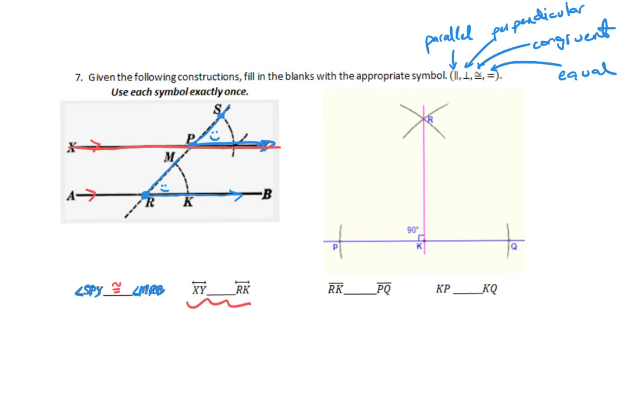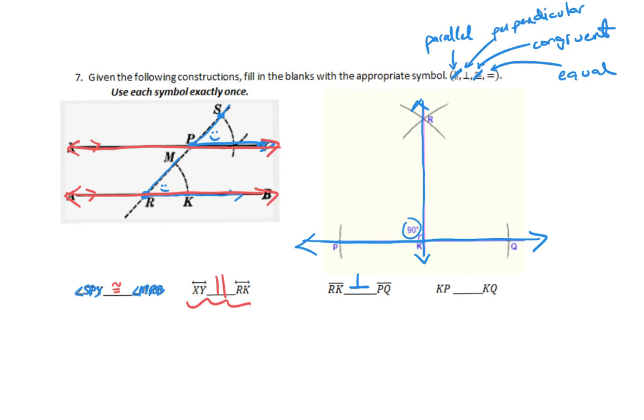Line XY, whoop, and line RK, whoop. What symbol goes between those? Well, I've already ruined it. They're parallel to each other, so let's use the right symbol. All right, and then the last one over here, again, know what you're looking at. We're looking at line RK and line PQ, or segment RK and segment PQ. And, well, I've already used parallel. I've already used congruent. So let's talk about those two lines. Look at them, man. They make a 90-degree angle. They're perpendicular to each other, dude.